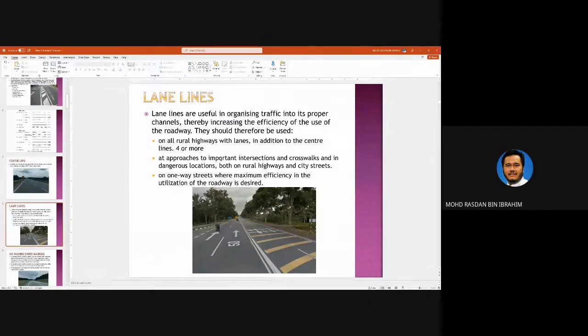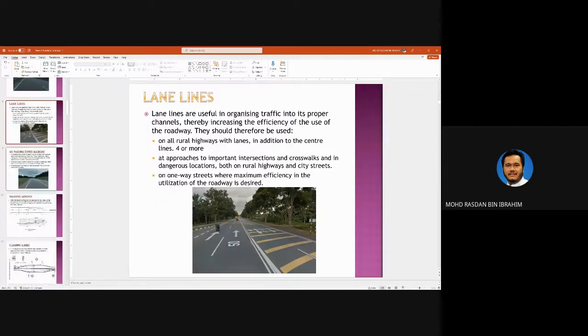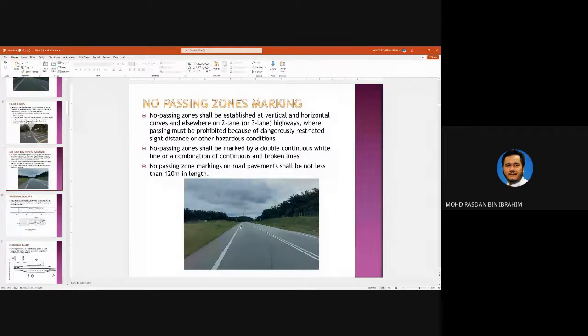Lane lines are also used at approaches to important intersections, crosswalks and dangerous locations, and at one-way streets where maximum efficiency in the utilization of the roadway is desired. One way, we also use lane lines. And then you have no passing zones, meaning one straight line here, so you cannot pass this line. This line is used to warn you that you should not cross unless it is an emergency. No passing zones shall be established at vertical and horizontal curves. And also at the center lines here, no passing zone where you cannot overtake.